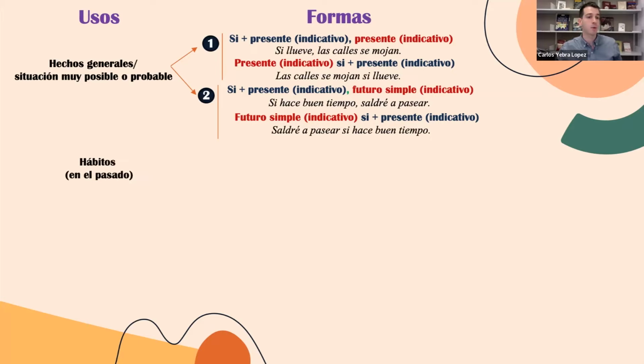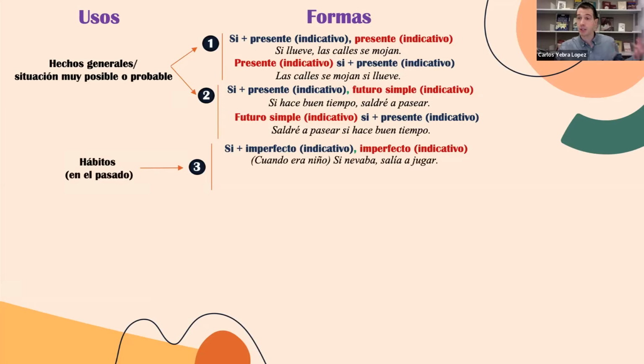Now, let's suppose that we want to talk about habits in the past. Well, in that case, we use the following structure. We use the if plus imperfecto indicativo, and then in the main clause, again, imperfecto de indicativo. So it will be as follows. Say, for instance, when I was a kid, well, in that context, you can say, si nevaba, salía a jugar. If it snowed, then I used to go out to play with the snow.